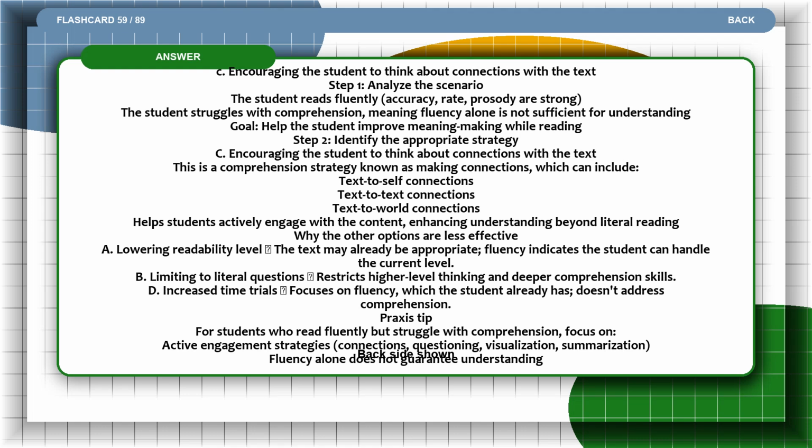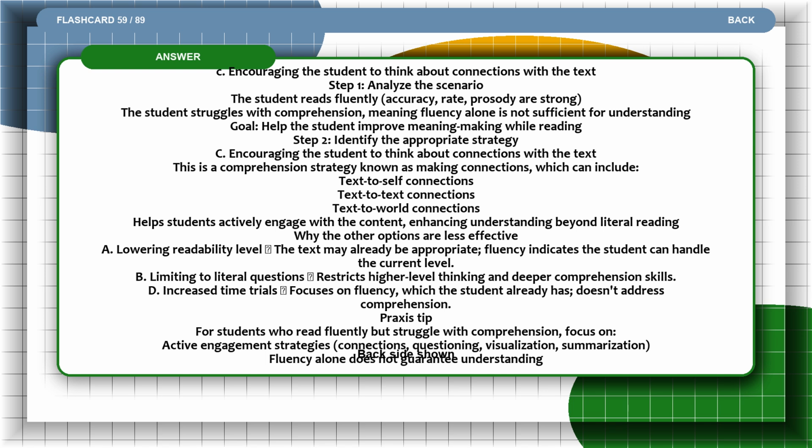The answer is C. Encouraging the student to think about connections with the text. Step 1. Analyze the scenario. The student reads fluently. Accuracy, rate, and prosody are strong. The student struggles with comprehension, meaning fluency alone is not sufficient for understanding. Goal: help the student improve meaning making while reading.